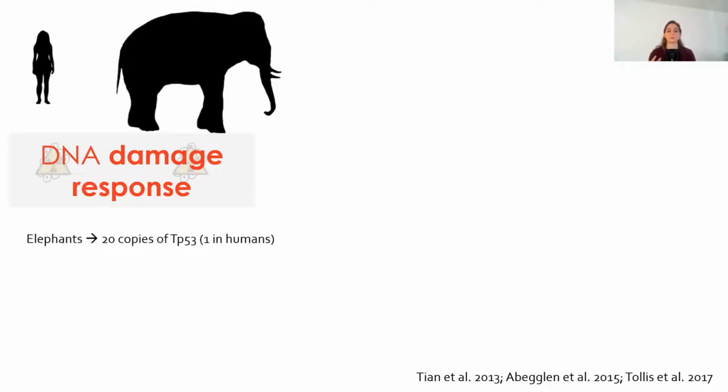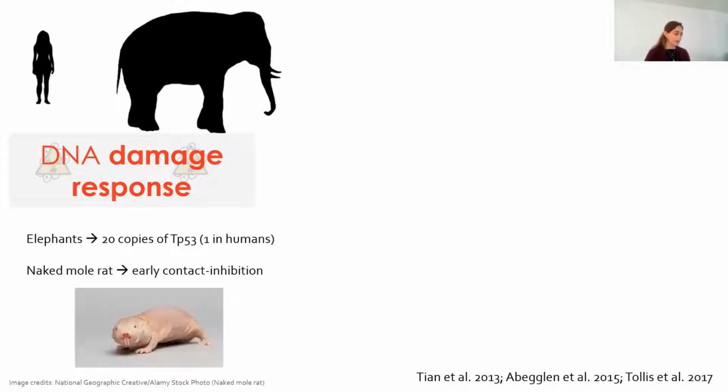And there's also some genomic evidence for that. It's also been shown that elephants have 20 copies of the gene TP53, which is one of the genes that have a big role in cancer defenses. And this is compared to humans, who have only one. There are other organisms, such as naked mole rats, who have different ways of dealing with cancer risk. Naked mole rats are an interesting example because they famously have very low cancer incidence. And they owe it to a mechanism called early contact inhibition, which I'm not going to go into much detail about today.